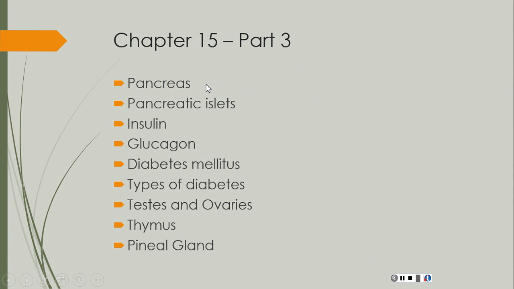And we're going to move down and talk about some of the other glands. We're going to talk about the pancreas, pancreatic islets, insulin, glucagon. We're going to talk about diabetes and different types of diabetes, and then talk about the testes and ovaries, and then the thymus and the pineal gland.